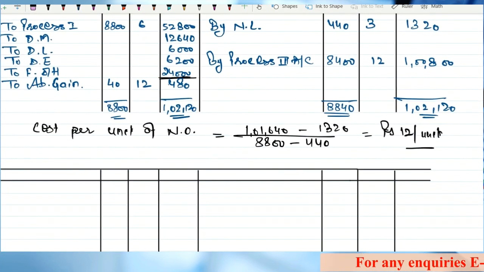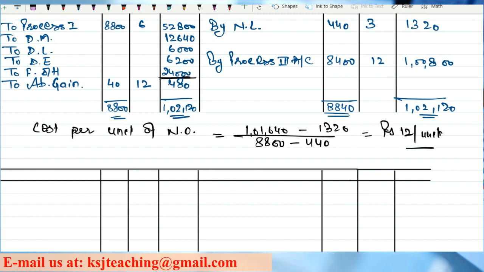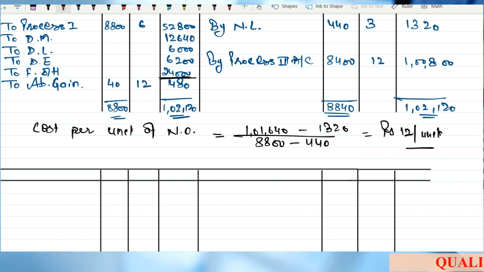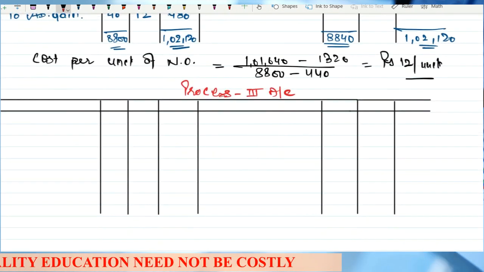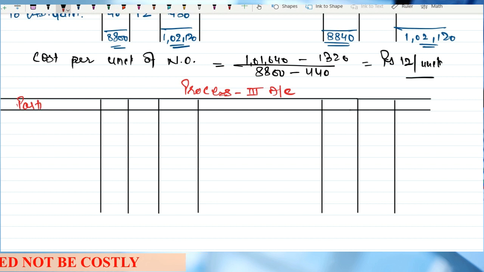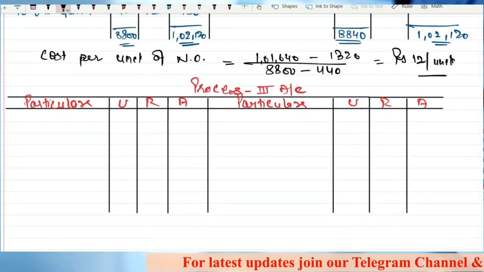So, simple process 2 account. Now let's come to the process 3 account. Now in this account we are going to have our byproduct, sir. Isn't it? We are going to have the byproduct. Now let's start with process 3 account. Again, particulars, units, rate, amount, units, rate and amount, right?